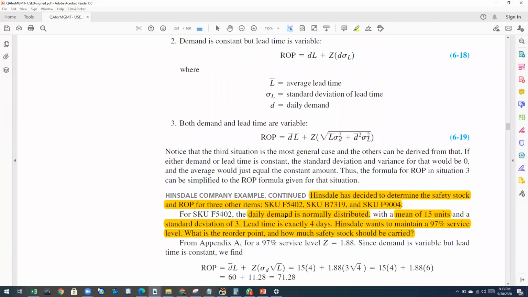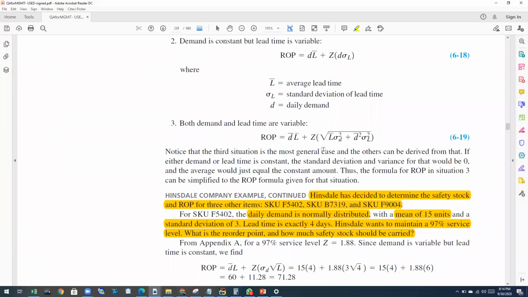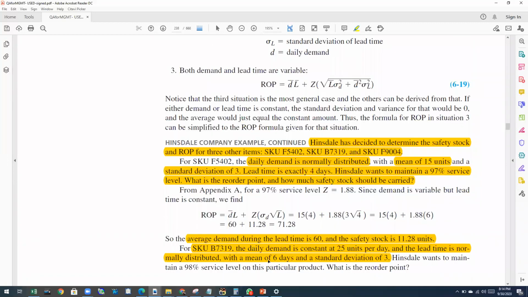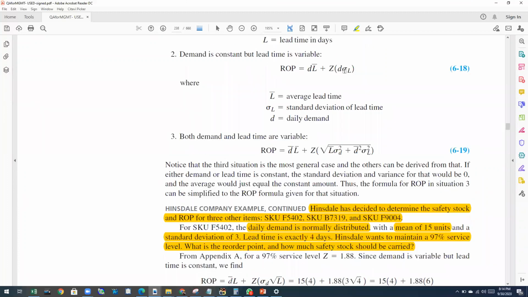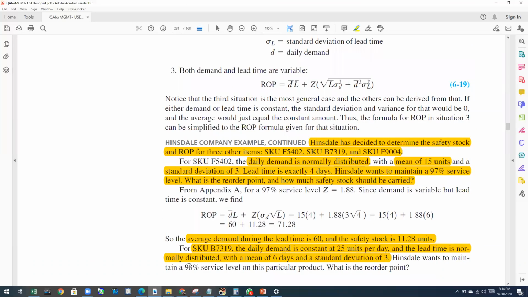So the demand for B7319 is 25 units per day. The average lead time is 6 days, and the standard deviation is 3. They want to maintain a 98% service level.